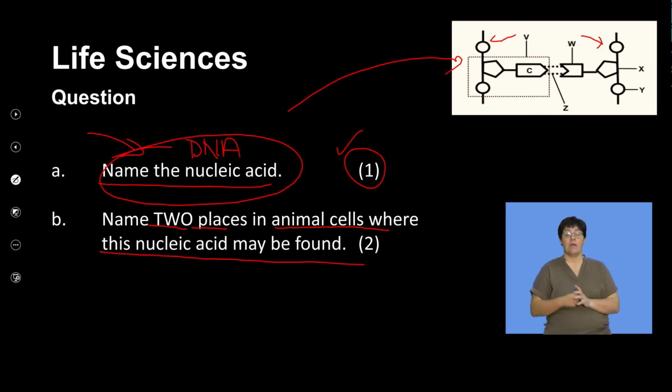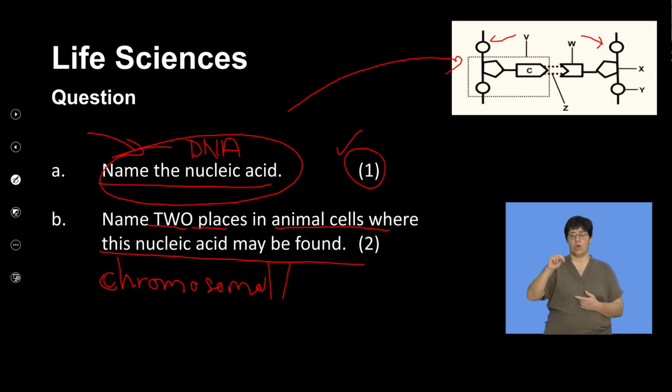Name 2 places in animal cells where this nucleic acid may be found. It's important that we recognize that firstly, we have DNA in the nucleus, so we refer to that as nuclear DNA or chromosomal DNA, so it can be found as chromosomal DNA or in the nucleus.